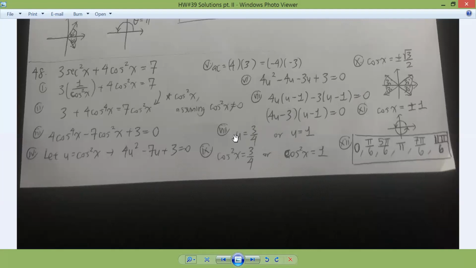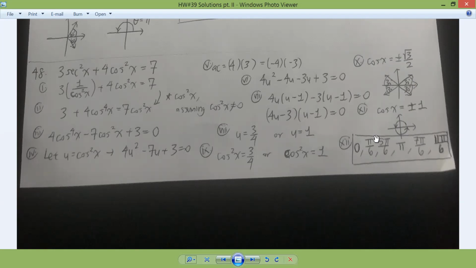Okay. And then at this point, I substitute back. So u equals cosine squared x, as you can see here. And then you can solve. From this equation, cosine squared x equals 3/4. Take the square root of both sides, you get plus or minus root 3 over 2. There you get these 4 angles: 30, 150, 210, and 330. From this equation, cosine squared x equals 1. You get cosine x is plus or minus 1, so that would be 0 and pi, between 0 and 360, non-inclusive of 2 pi.